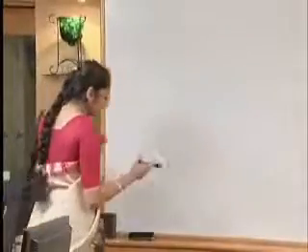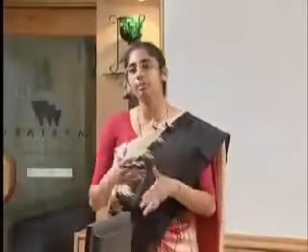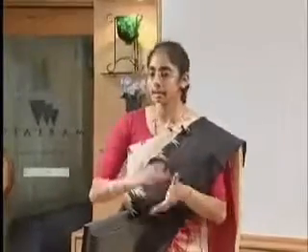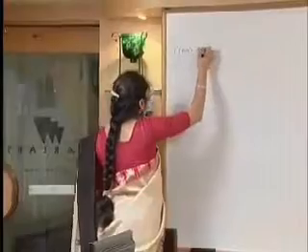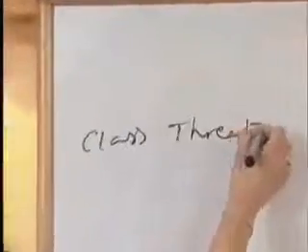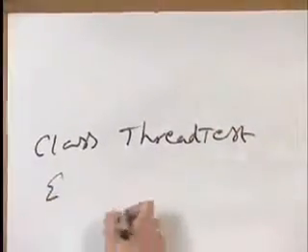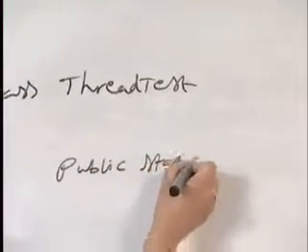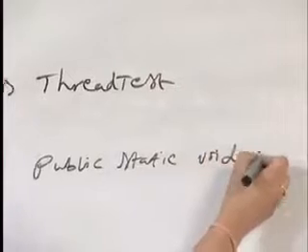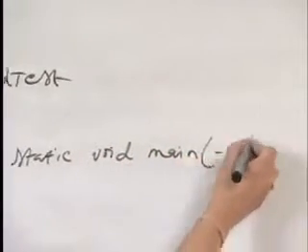Since there are two different messages that each thread has to display, but the functionality is the same, just to display some message, we'll have the same functionality being executed by two threads, but the message that it displays would be different. So we'll have class ThreadTest, which will have public static void main of string array.